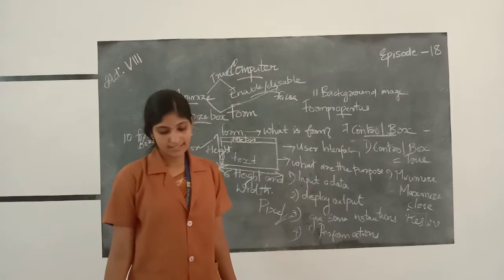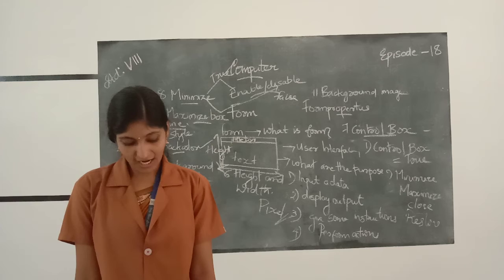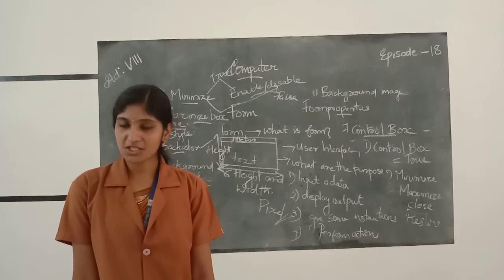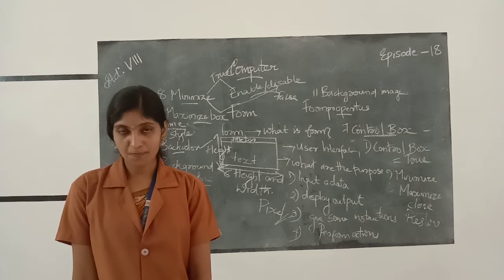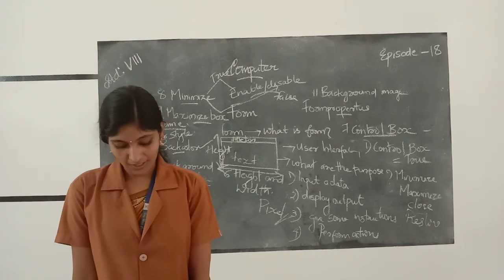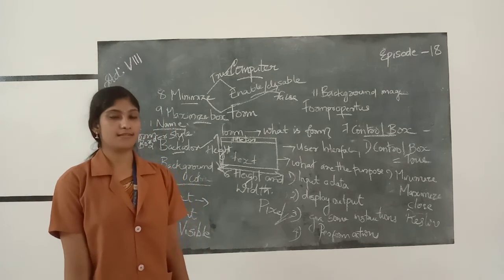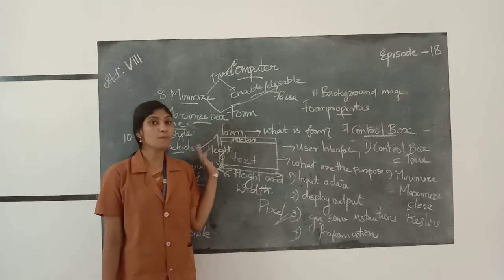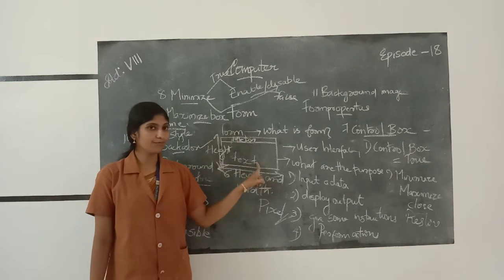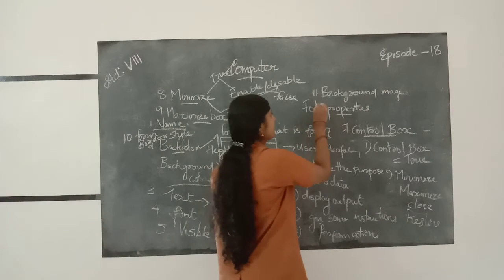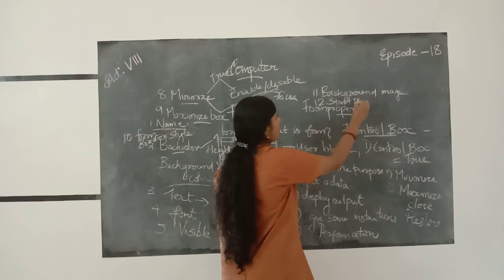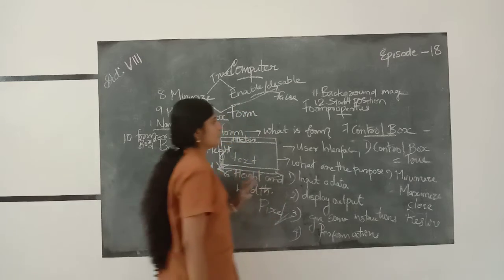Then the last property, start position. Start position determines the position of a form when it first appears. So that is the property start position. So how many properties are related to form? Let me remind you.